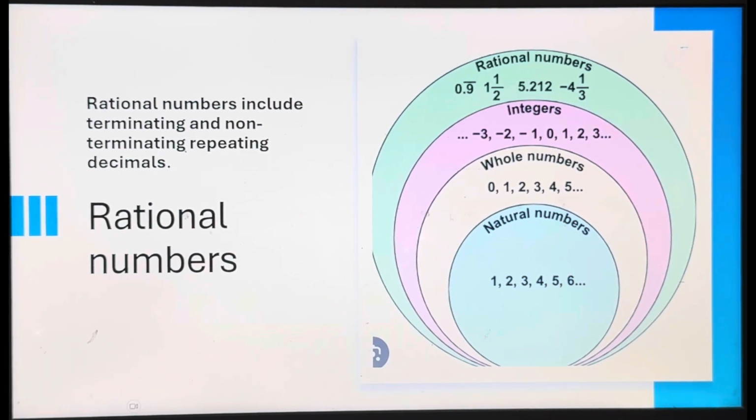Now, what does this diagram depict? You need to remember that all natural numbers are included in rational numbers. All whole numbers are also rational numbers. All integers are also rational numbers. That's why the bigger circle is of rational numbers and these are included in it. So this is most important. You need to remember that all these types of numbers are also rational numbers.